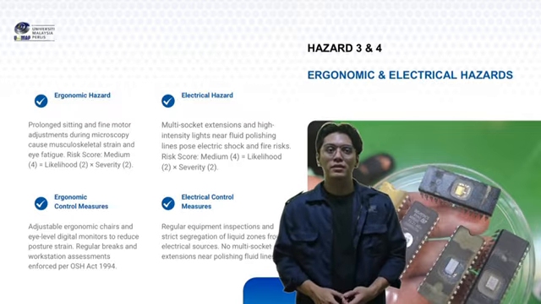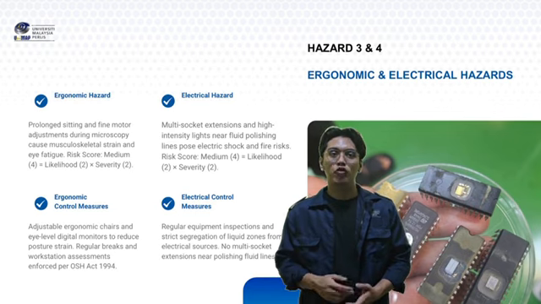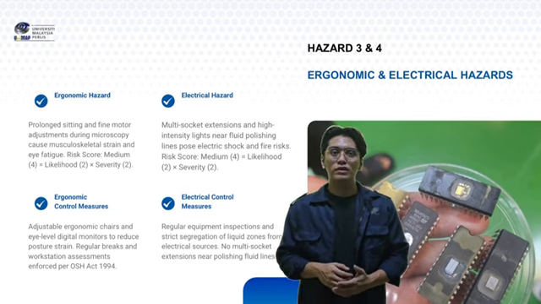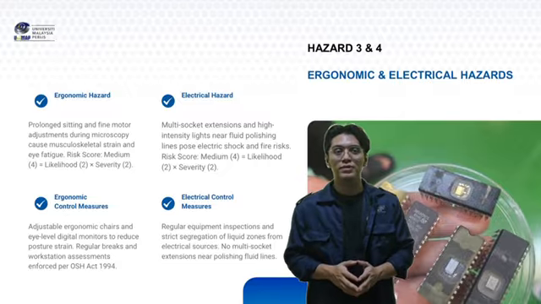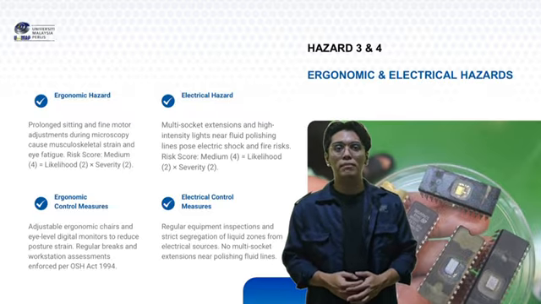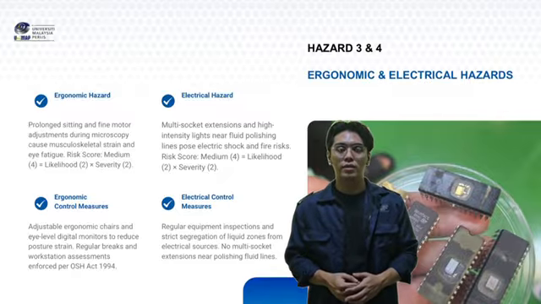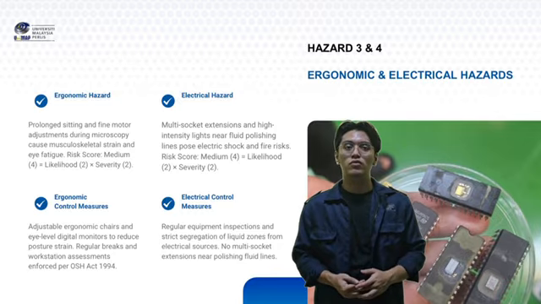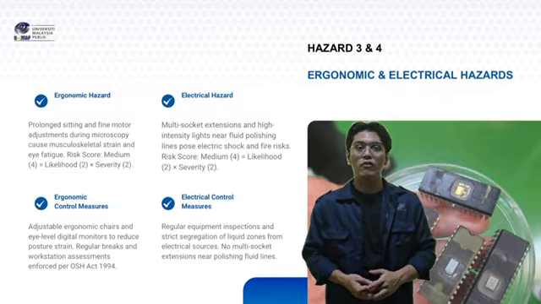For the electrical hazard, multi-socket extensions and electrical equipment near polishing fluid may cause electric shock or fire. The risk score is also 4, which is a medium risk. Control measures include regular equipment inspection and keeping electrical sources away from liquid. In conclusion, both hazards have a medium risk level and can be controlled through proper safety measures. I will pass to the next person.